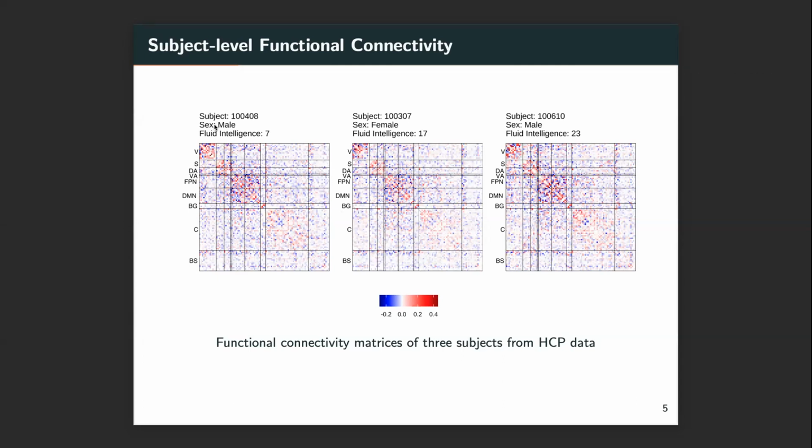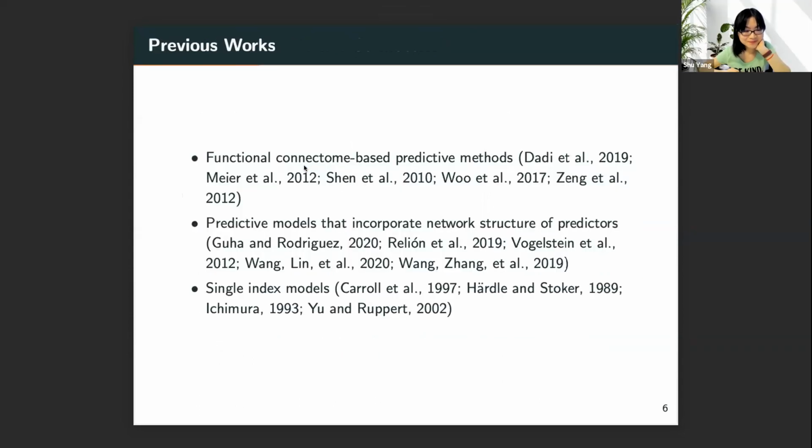Exactly. So we're looking at two outcomes: sex and fluid intelligence, and our predictor is this network here. Okay, great. So saying, based on this network, what can we say about the sex or the fluid intelligence of the subject? Great. So I'm sorry, I have one more question too.